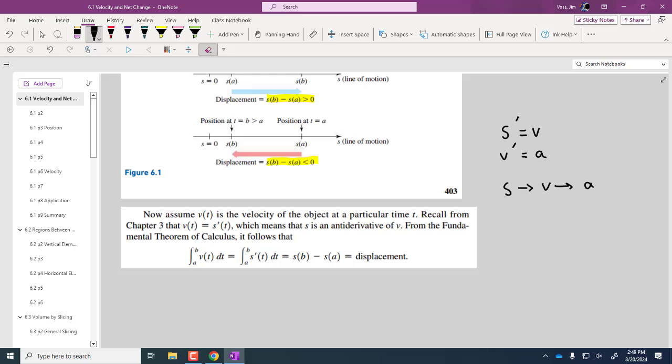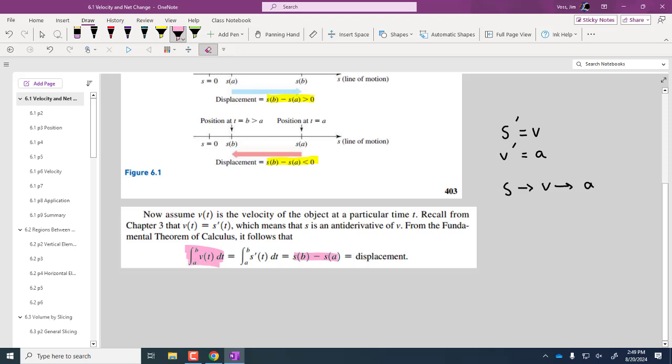And then in Calc 1, you learned the FTC, the fundamental theorem of calculus. The fundamental theorem of calculus says that take the antiderivative for S prime. Well, the antiderivative of S prime is just S. And if you integrate S prime, you get S. The integral and the derivative undo each other. And then we evaluate that antiderivative at the upper endpoint, at the lower endpoint, and take the difference. Bingo! Now we have it. So here is S of B minus S of A, right there. We're trying to come up with a math way to represent that. There it is. That is how we get to displacement.